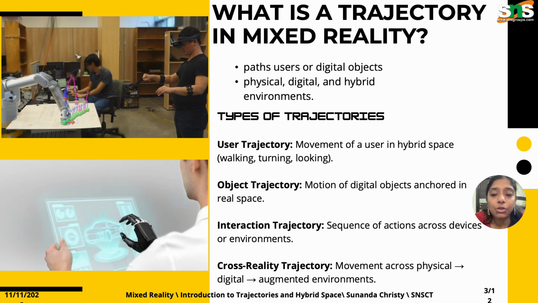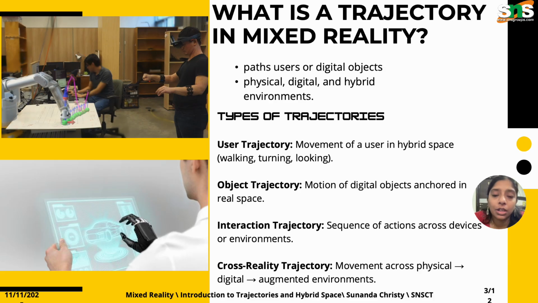it is the movement of a user in hybrid space, like walking. So when we are having a game like a virtual reality game, in that how walking takes place, turning, looking, running, jumping, all those things take place with the path of users and digital objects. That is actually called a trajectory.